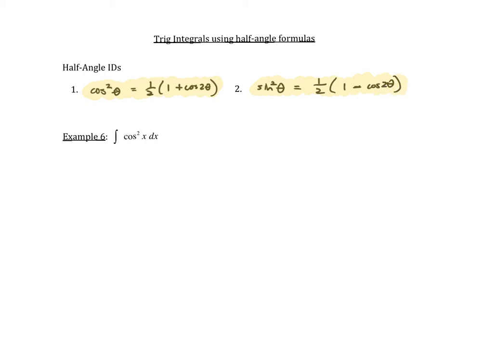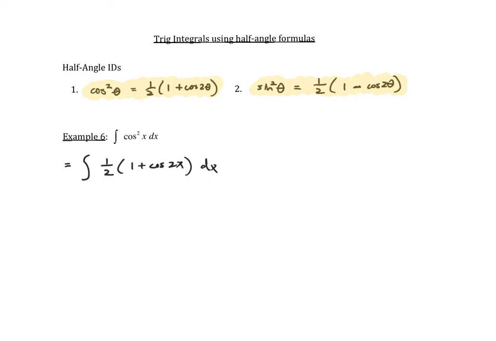And we're going to look at an example. Let's take a look at example 6 here. For example 6, we basically need to apply the half-angle formula. The integral of cosine squared x dx, you apply the half-angle formula, and you're going to get the integral of 1/2 times 1 plus cosine 2x dx.